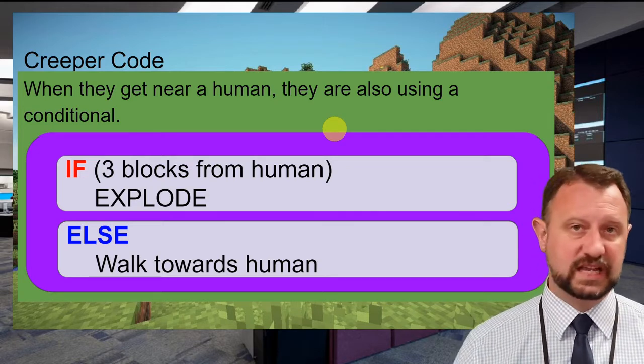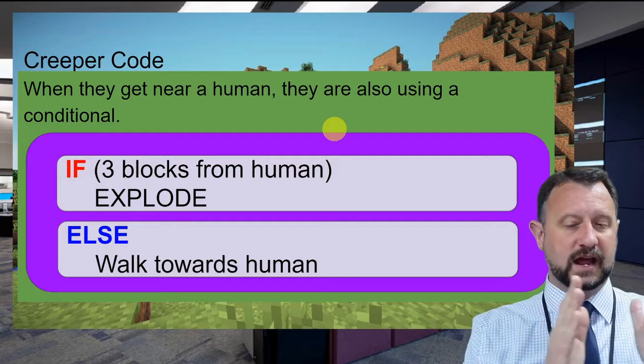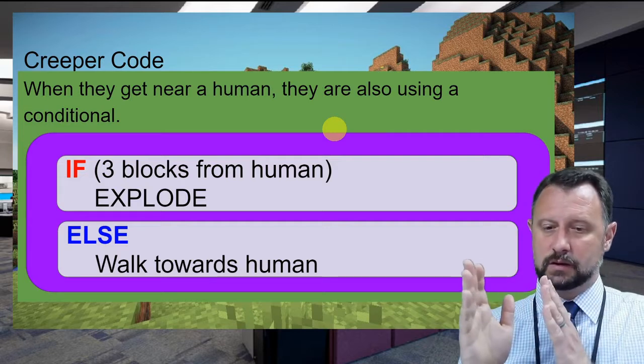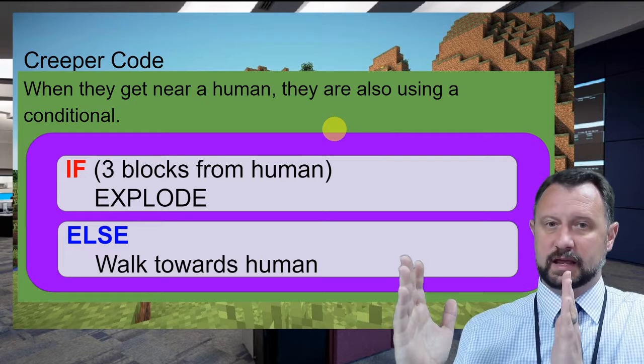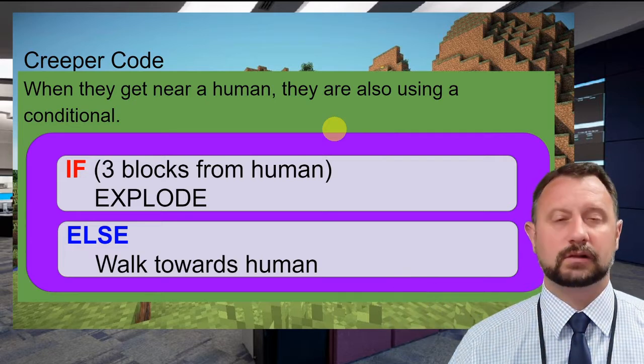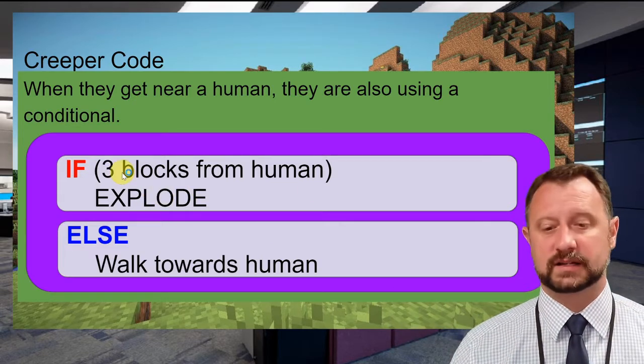Else I'm going to continue to walk forward. While you're playing in that game, you might not even see the creeper. He's going to start walking. You might start walking away, but if he's behind you, he's going to keep getting closer and closer and walk towards you until he's within 3 blocks, and then he explodes.